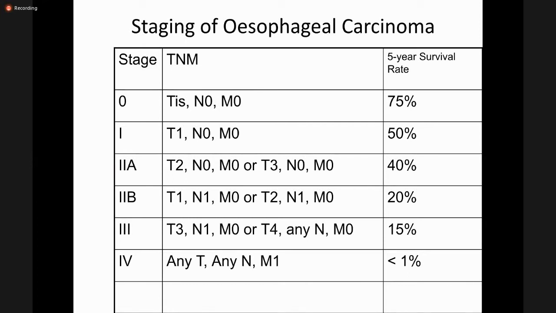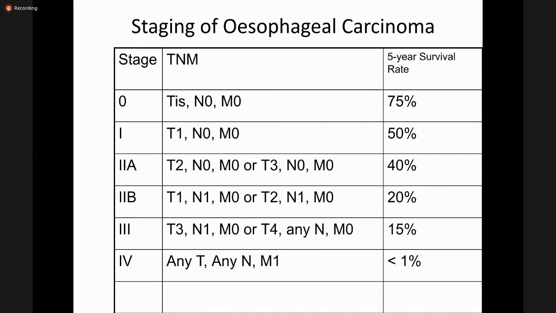And stage 4 means any T, any N, like T may be 1, 2, 3, 4, and N1 may be there, but distant metastasis is there, then we call it stage 4. So stage 4 is labeled as a disease which is distant, like blood-borne metastasis, and the liver or brain or lungs are involved. If the patient has stage 4 disease, then there is less than 1% 5-year survival rate.